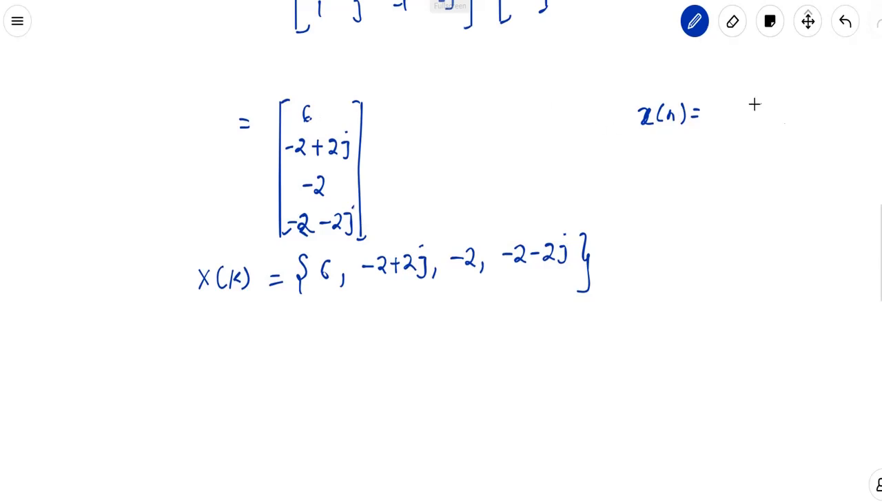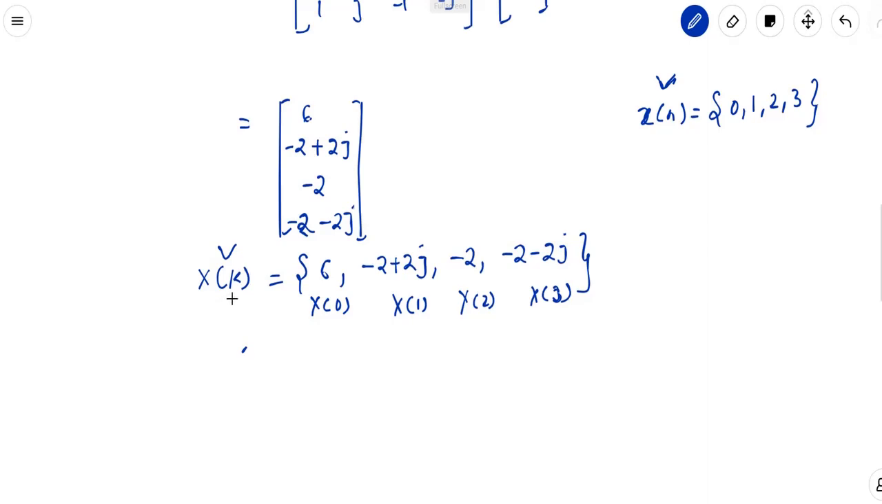We have started with x of n, 0, 1, 2, 3. So this is in time domain. So these values are in time domain. When I convert from time domain to frequency domain, you are going to get these values. So this is X of 0, this is X of 1, this is X of 2, and these values are X of 3. So these are the values of X of k, that is nothing but DFT values.